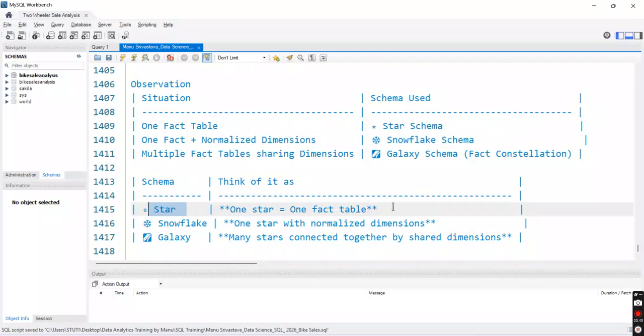For the star schema, just think simple. One star is equal to one fact table. That means there is one fact table surrounded by the dimension tables. And what is a galaxy? A galaxy is many stars connected by shared dimension tables. That means the company could have different lines of business, but it shares common dimension tables. My friends, we discussed the star schema and the galaxy schema. In my next class, we will learn about the snowflake schema, which is nothing but one star with normalized dimensions. So it has different products, sub-products, categories, and subcategories. We will discuss this further in my next session.